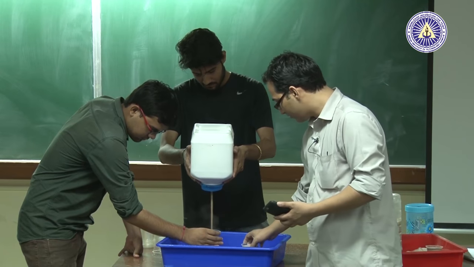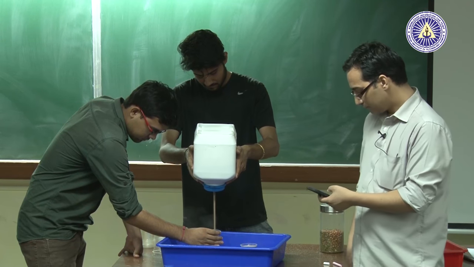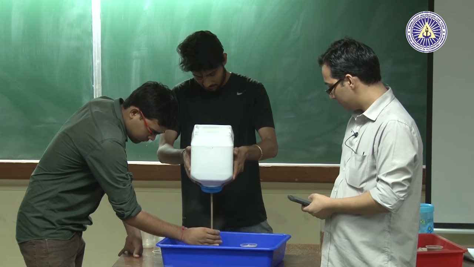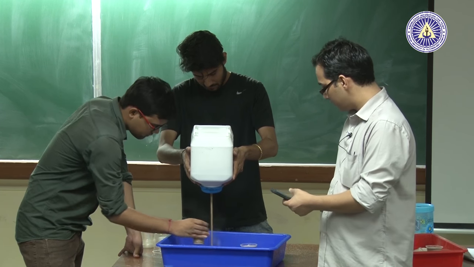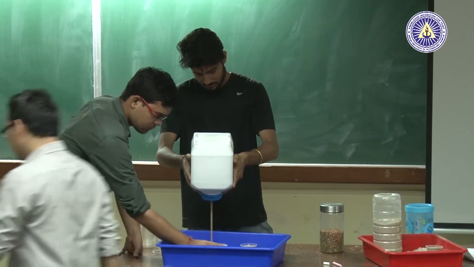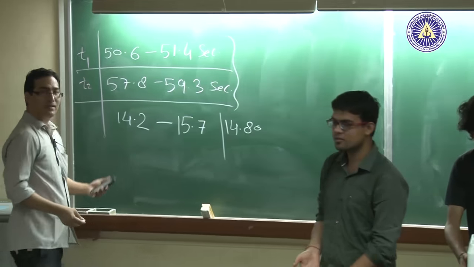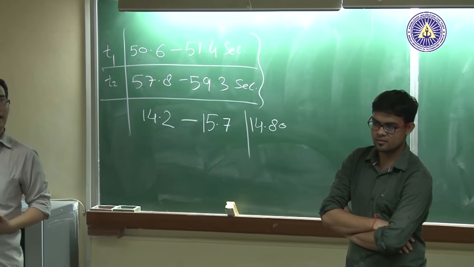And you have to leave. You should have actually filled. Stop. Okay, let it flow. What numbers did we get this time? Minimum number 14.9. किसी का आया क्या?